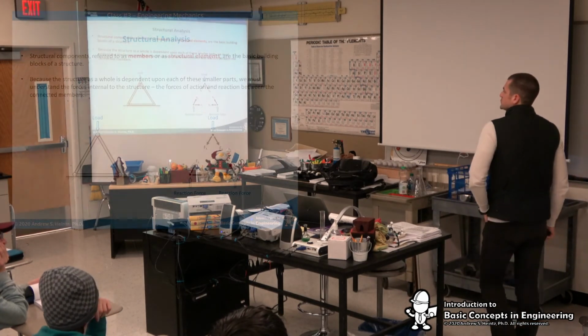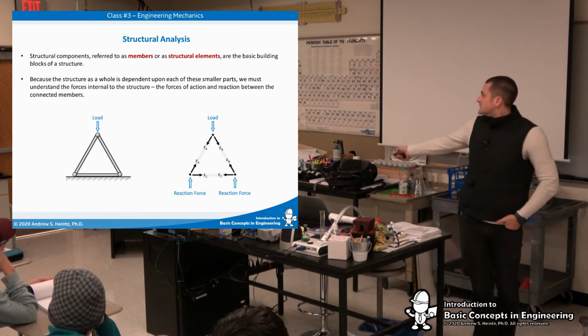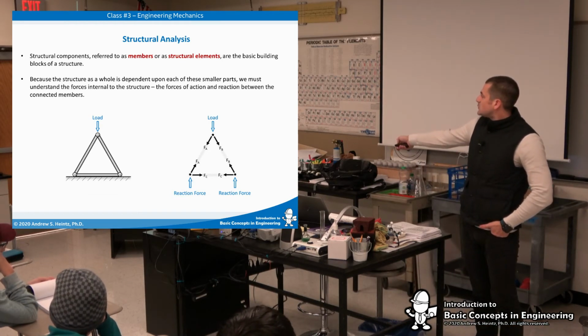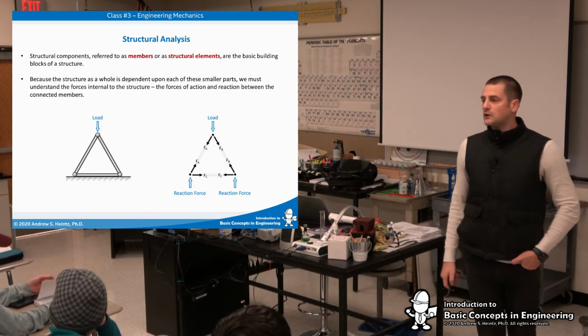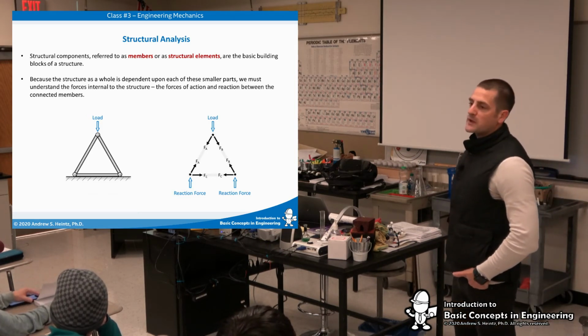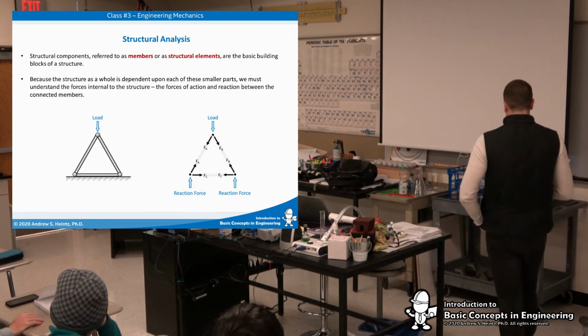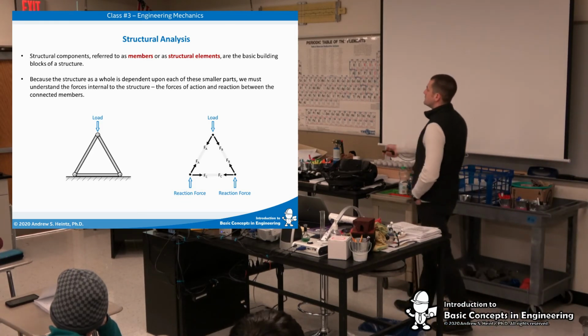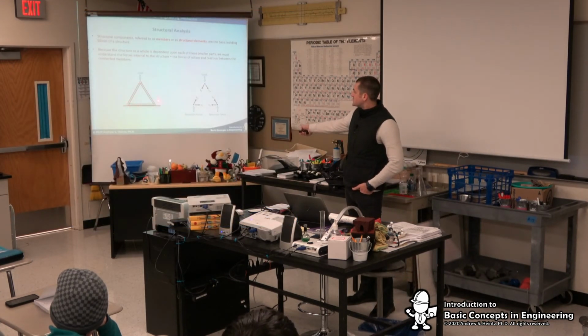And that brings us to structural analysis. So structural components. Let's look at this really simple engineering structure that I have here. This is just a triangle, but it's what we call a three-member object. Structural components, called elements or members, are the basic building blocks of the structure. So in this case, we have the bar at the bottom, then we have the two bars in the triangle.